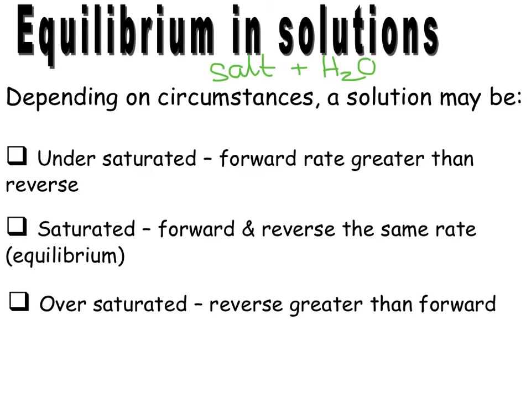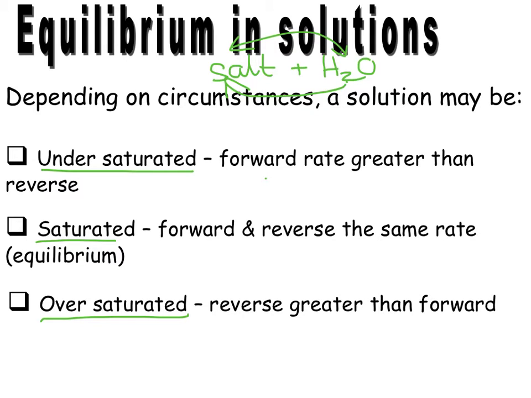And if you've got hardly any salt, you've got an undersaturated solution. In other words, my forward rate is greater than my reverse rate. I've got more salt dissolving in water than the other way around. Saturated means that the forward and the reverse reaction are occurring at the same rate. In other words, that's an equilibrium situation. Oversaturated is when it actually starts favoring the reverse reaction and the salt starts precipitating out of the water.